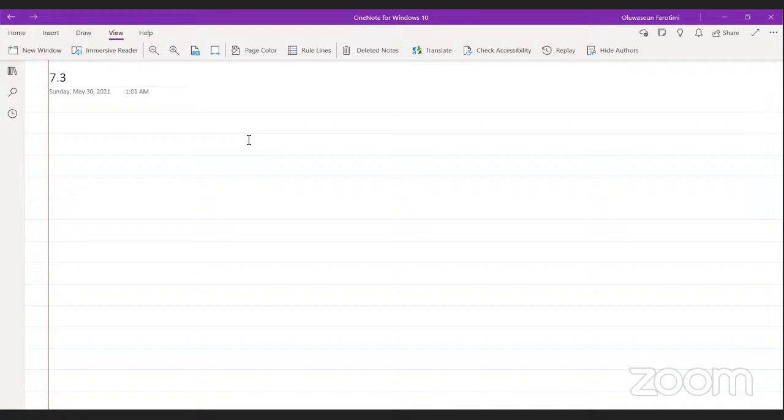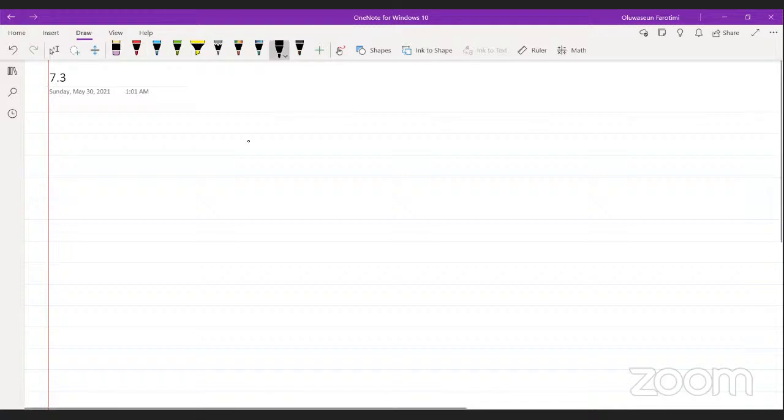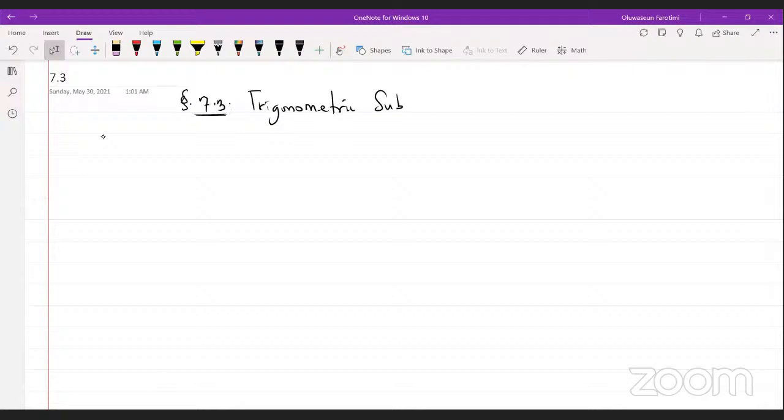So in this session, we're going to be discussing another part of the textbook, and that is going to be section 7.3. In 7.3, we're extending our study of integration, but in this case, we're looking at trigonometric substitution. All right, guys, so we're going to study trigonometric substitution.